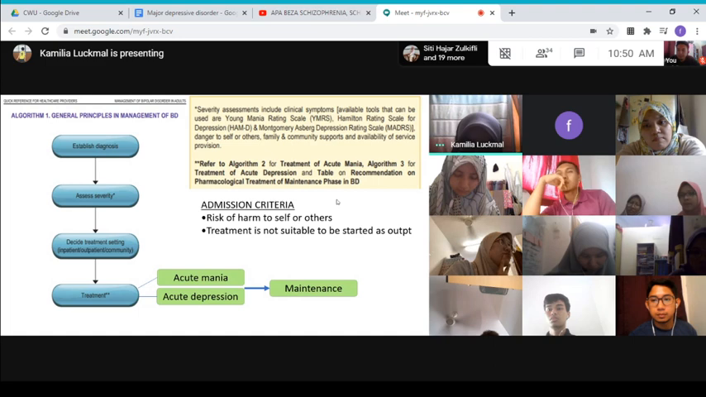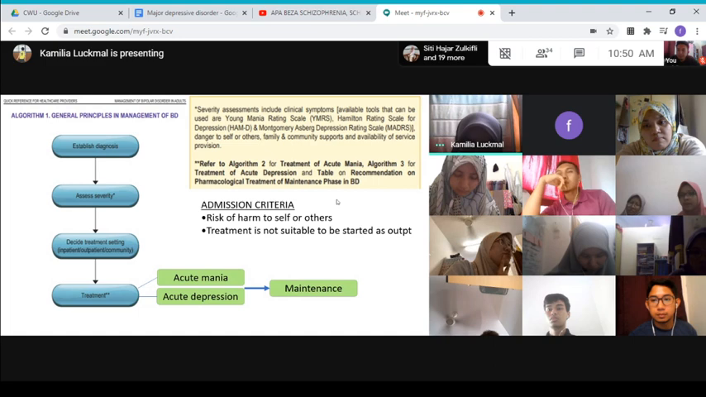Okay, for the investigation, we can divide it into three: biological, psychological, and social or spiritual. So for the biological, we must know whether we want to do a diagnostic or baseline investigation. I think it's just about the same as the depression presentation before. Just to assess the severity of mania by the Young Mania Rating Scale. This is the Young Mania Rating Scale.